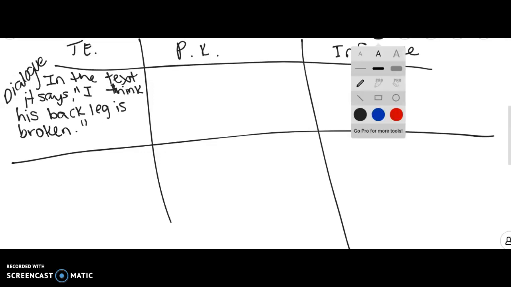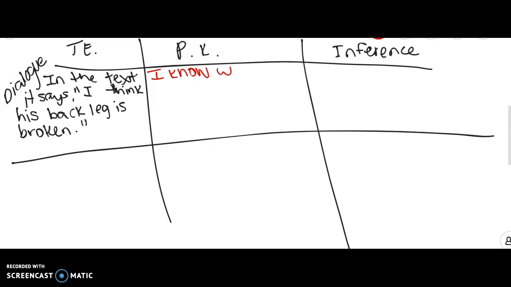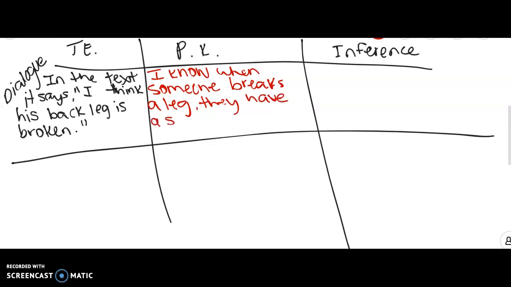So now that I wrote my text evidence, in the text it says, I think his back leg is broken. I'm going to begin on my prior knowledge. For my prior knowledge, I'm going to use what I already know about someone having a broken leg. And I'm going to think, what does it look like when someone has a broken leg? So I know when someone breaks a leg, they have a swollen leg, or they can't walk.